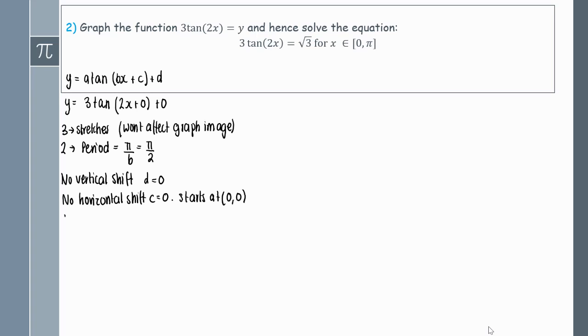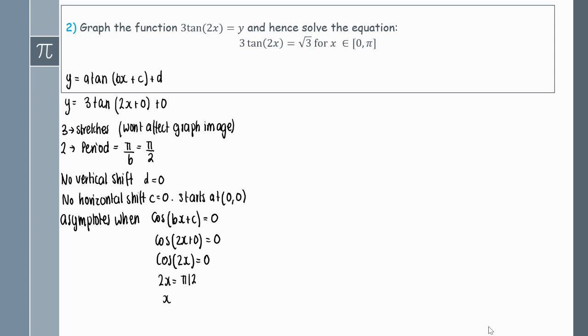There's one more thing that's good to know, and that's where the asymptotes are. Remember, a tan function is normally sine over cos, and asymptotes occur when that cos function is 0. So in this case, we say the asymptotes occur when cos(bx plus c), whatever it is for our particular function, equals 0. So we have cos 2x equals 0. Now, I know that cos 2x is 0 when my theta value, or my 2x, is pi on 2.